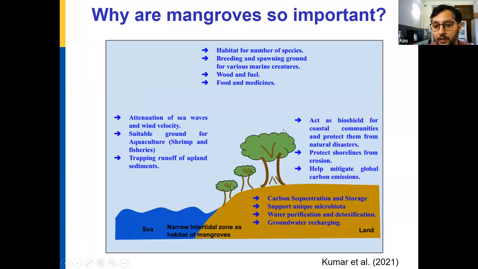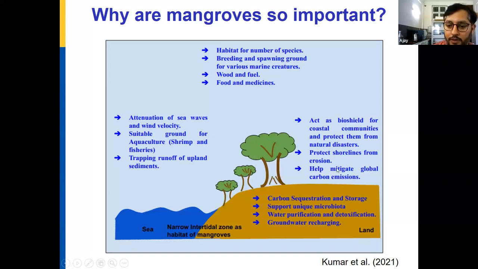Other important points that need to be considered are, you see here, this is the demonstration of a sea on one side, and on the other side you have the land, and these mangroves occupy a very important location between the land and sea. You can see these mangroves within this particular area. Now, what is the importance of these mangroves? They basically act as bio shields for the coastal communities and protect them from natural disasters.